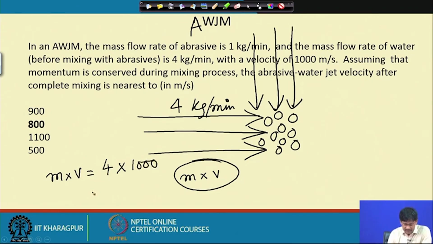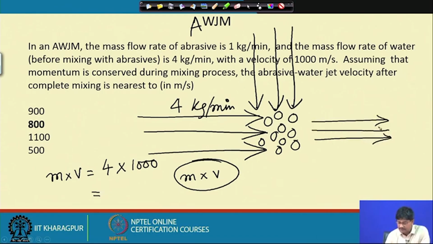Now, this one is ultimately giving us, after the mixing chamber, an abrasive water jet where both of them are sharing the same velocity. That means the abrasives have got completely mixed inside and they are coming out. So, we are assuming that in this case momentum is conserved, no other losses, but energy is not conserved. Due to mixing, some energy is lost.